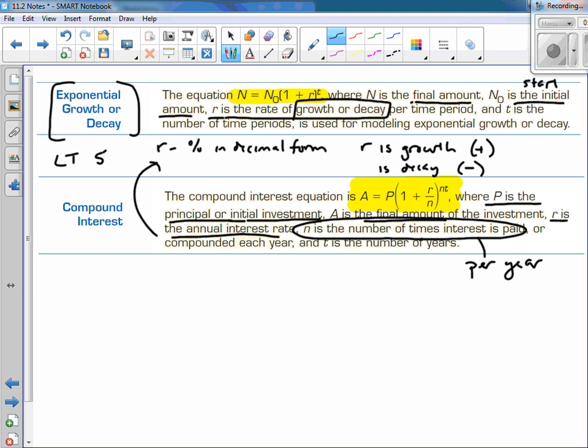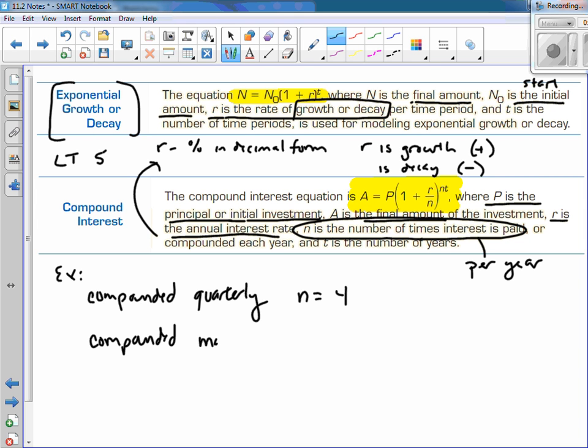So for example, if it says it was compounded quarterly, that means that's 4 times a year, so N equals 4. If it says compounded monthly, that's 12 times a year, so N is 12. Right? That's how that works. And then very important, T is still time, but T has to be in years or this doesn't work. Okay? So 2 examples.